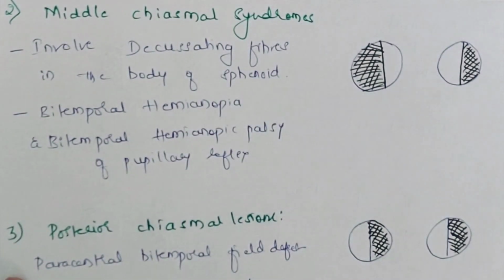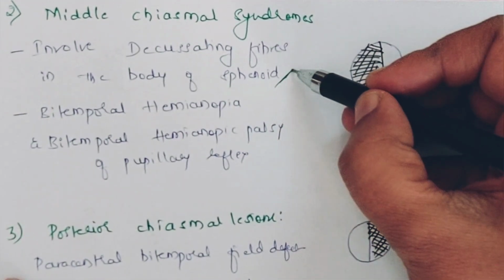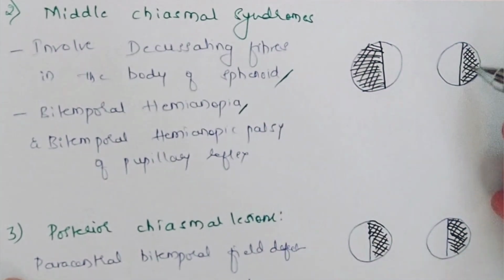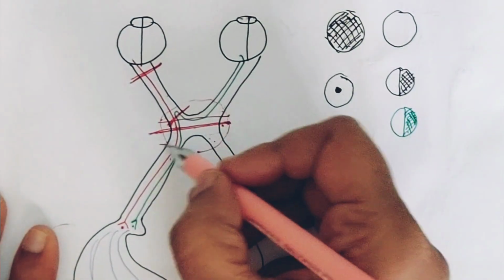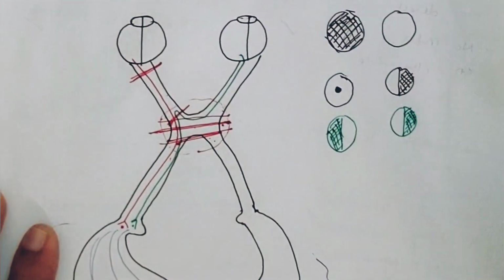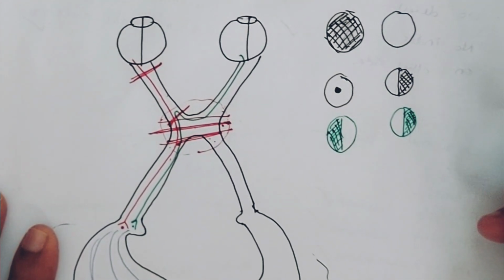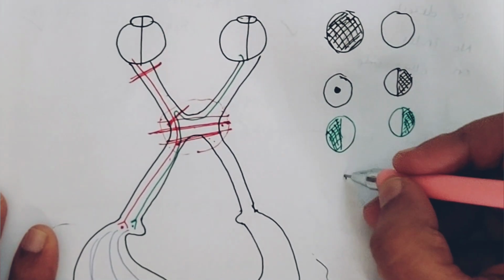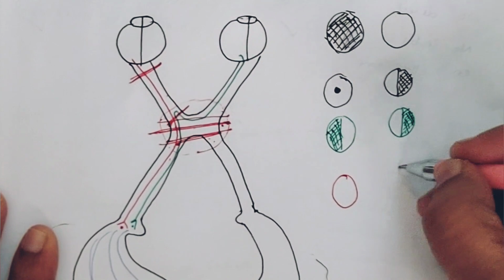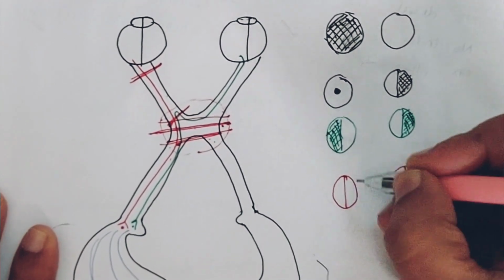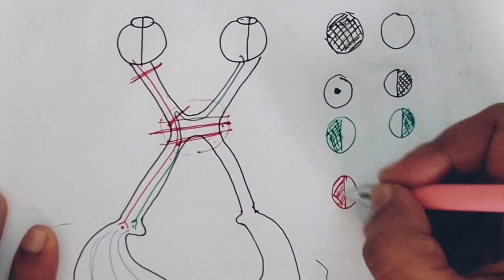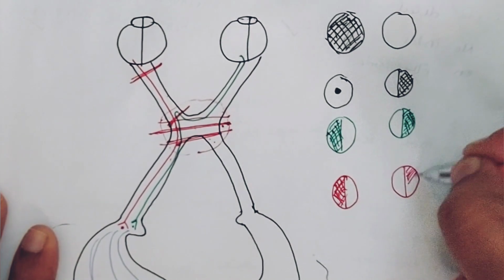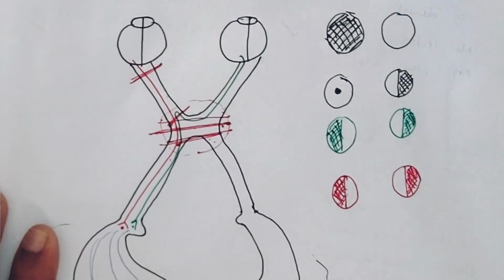So this involves mainly the decussating fibers in the body of the chiasma. So there is bitemporal hemianopia with pupillary reflexes which are lost. Okay. The next is the posterior chiasmal lesion. Here if there is posterior chiasmal lesion, the patient will have bitemporal hemianopia. Okay, so this is the posterior chiasmal lesion which is having bitemporal hemianopia.